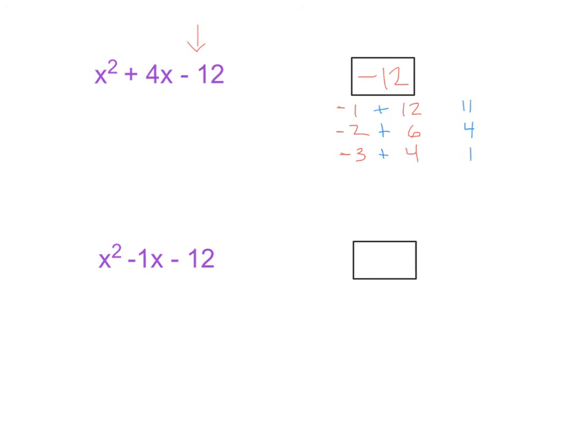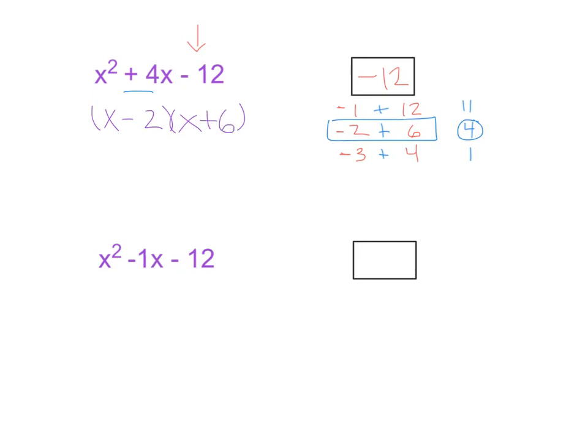Which of these matches our middle term? Well, obviously this 4 right here. So we know our factors that we need to use are negative 2 and 6. So in the parentheses, we're going to write an x and a negative 2 and a positive 6.